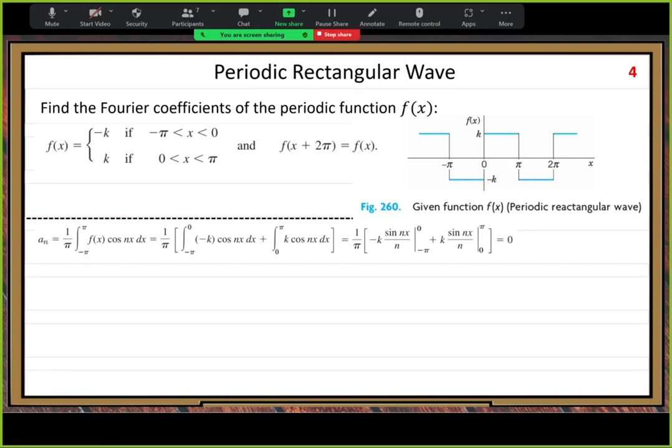Actually, even without negative k, positive k, sine of n times pi is all 0, right? All the sine terms are all 0. So we do not even need to cancel out. When we look at the sine terms, they're already 0. But here, I want to include a_0, because when n equals 0, cosine 0 is 1. So you calculate a_0, it's also 0.